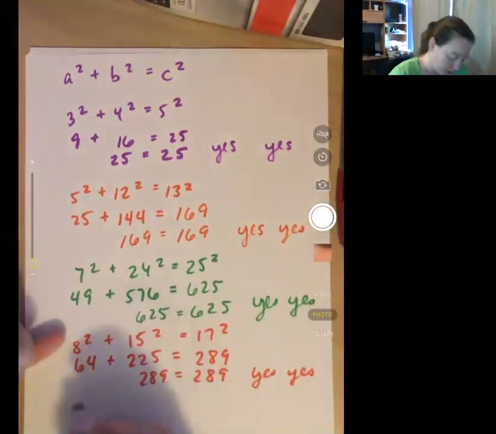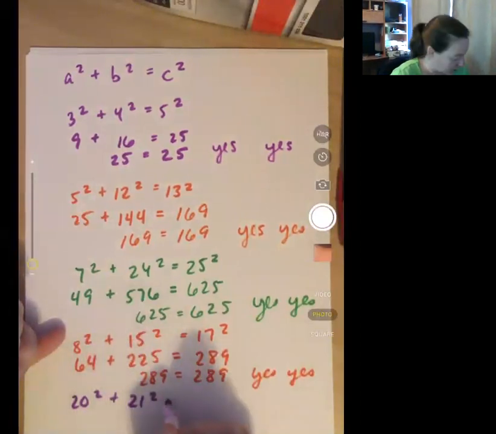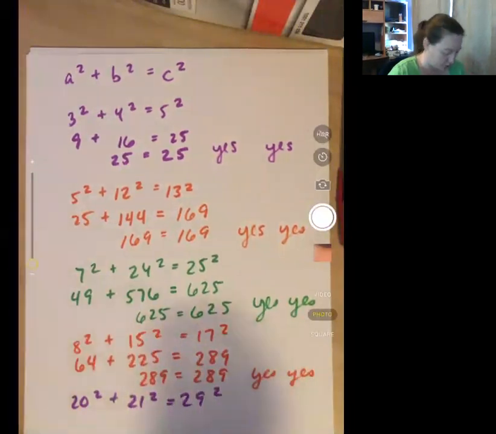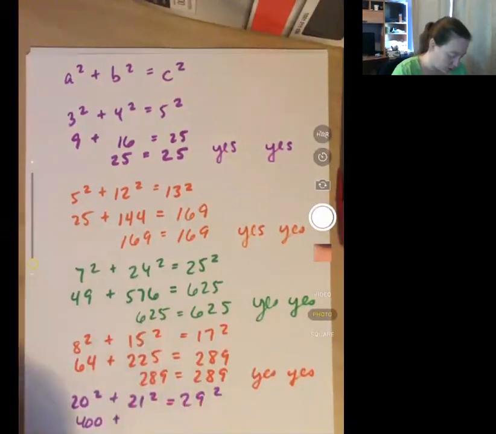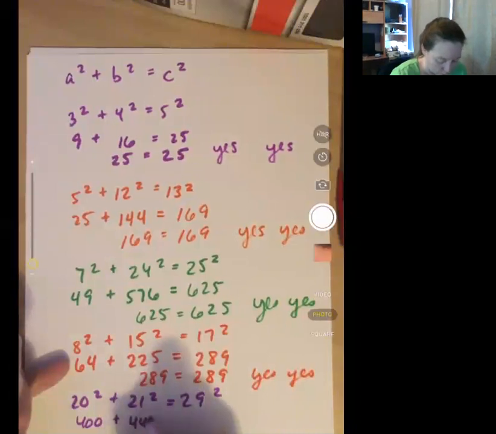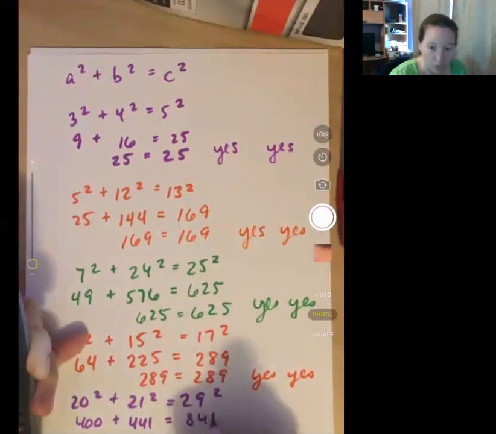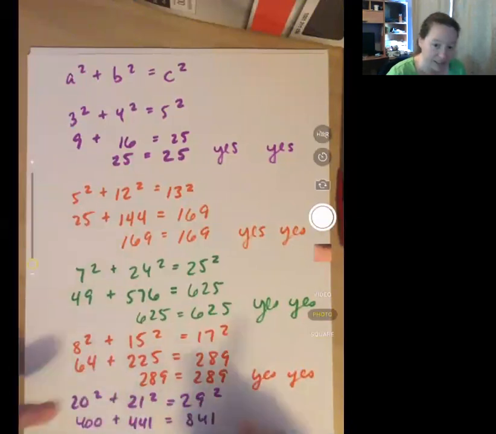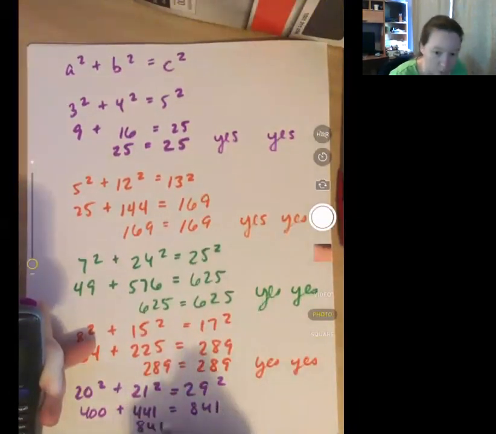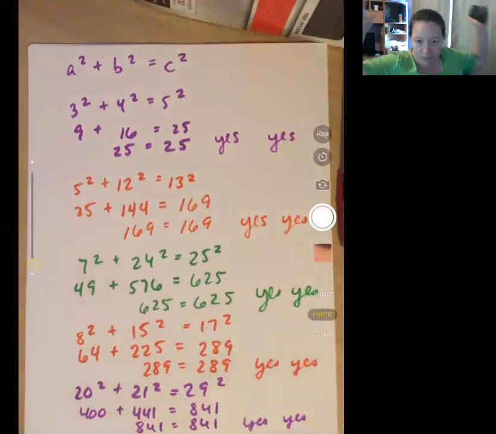And finally, the last one they give us is 20 squared plus 21 squared is equal to 29 squared. 20 squared is 400 plus 21 squared, which is 441, is equal to 29 squared, which is 841. 400 plus 441 is equal to 841, which is equal to 841. So yes and yes. There we go. That is the entire table.